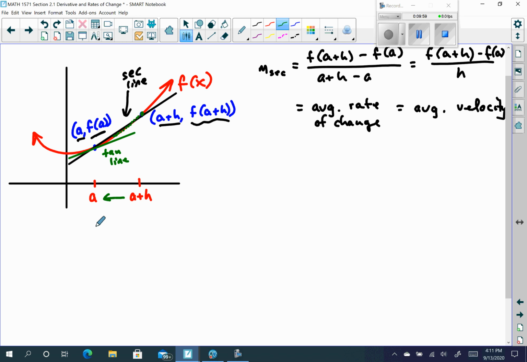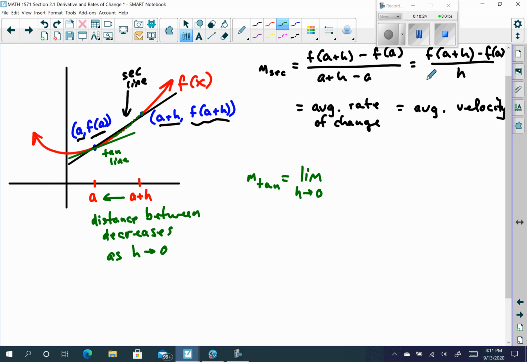So this will happen, the distance between them decreases as h approaches 0, as h keeps getting smaller and smaller. So now the slope of my tangent line, I'm going to put that in as a limit because h is getting smaller and smaller. So it's just going to be the limit as h approaches 0 of this difference quotient, f of a plus h minus f of a, all over h.